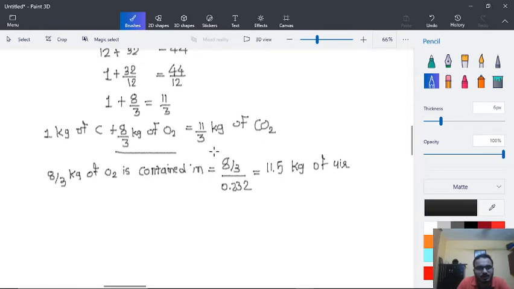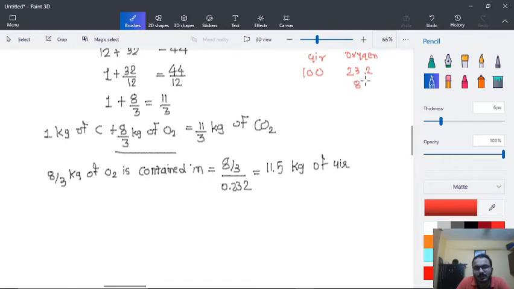So to repeat one more point, if you are confused about why we are dividing by 0.232, suppose we are having 100 kg of air, and out of this the value of oxygen is 23.2.